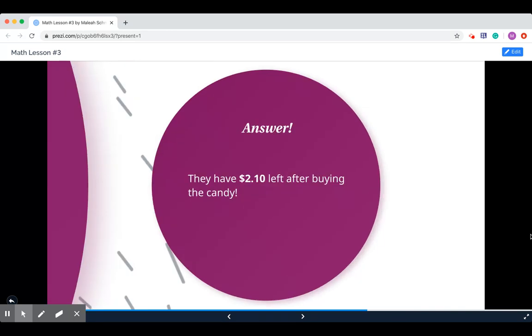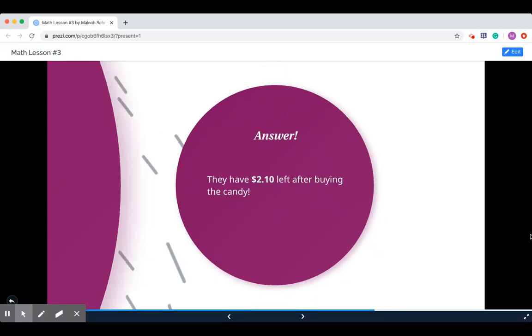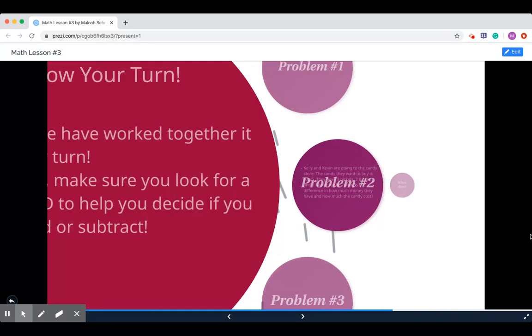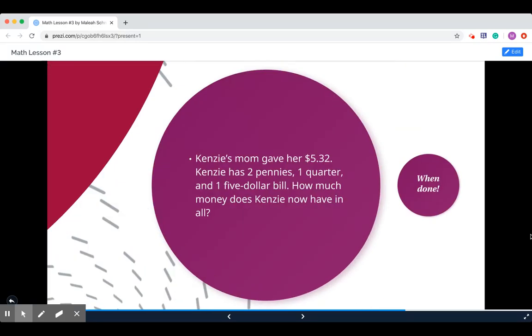Now that you have found your answer, here's the answer. So they have $2.10 left after buying the candy. Nice! And here's our third problem. So Kenzie's mom gave her $5.32. Kenzie has 2 pennies, 1 quarter, and 1 $5 bill. How much money does Kenzie now have in all?